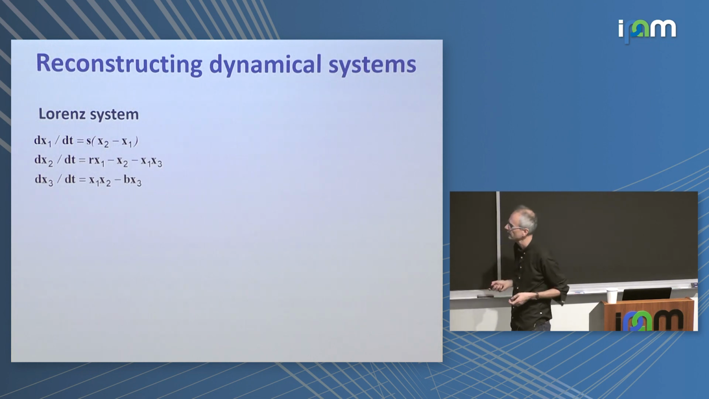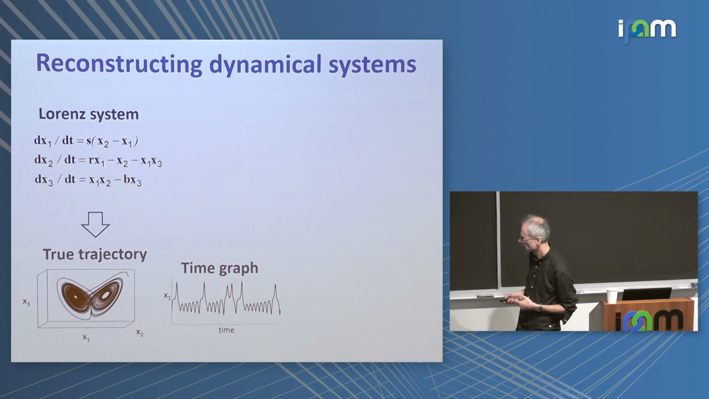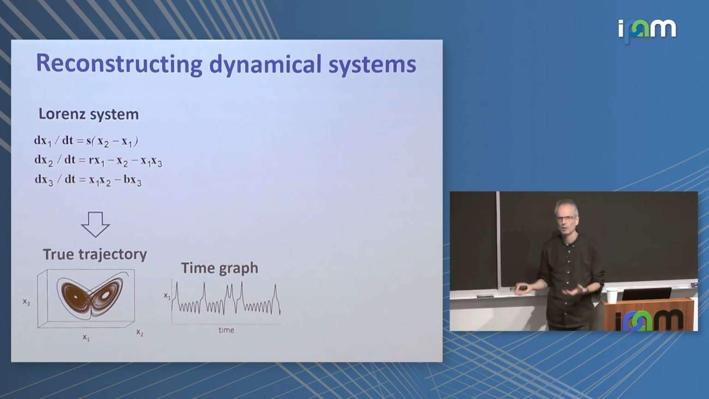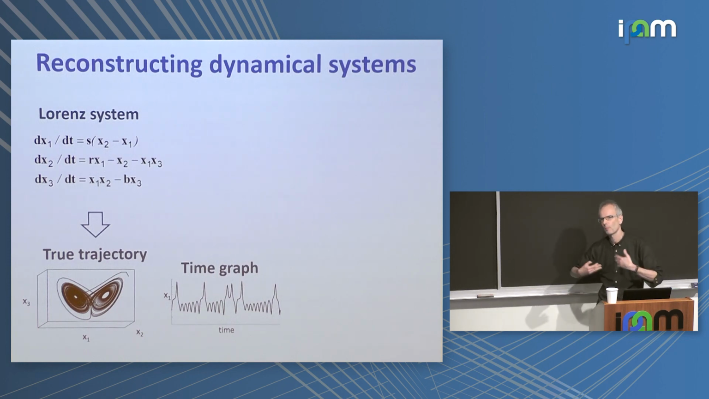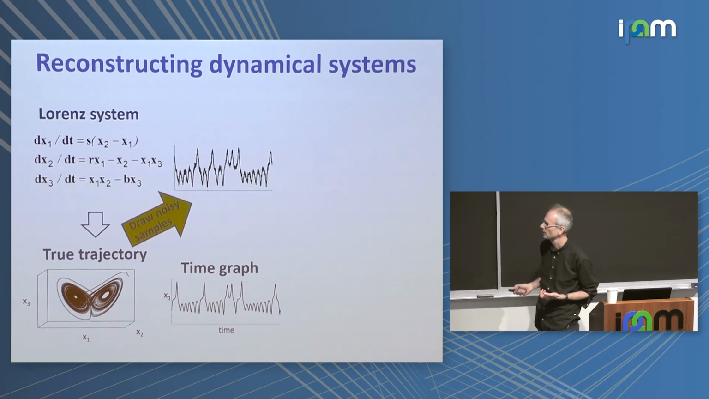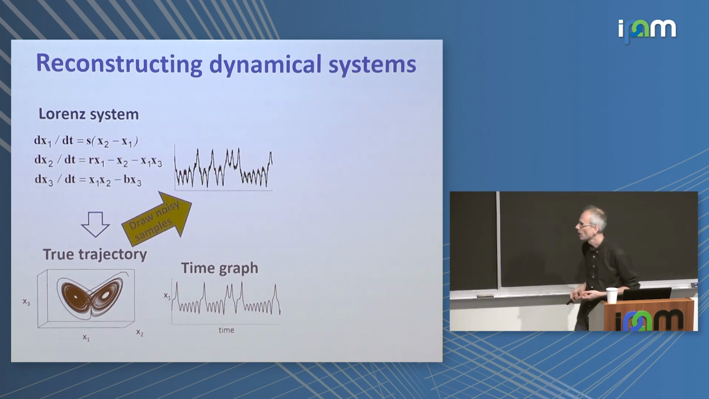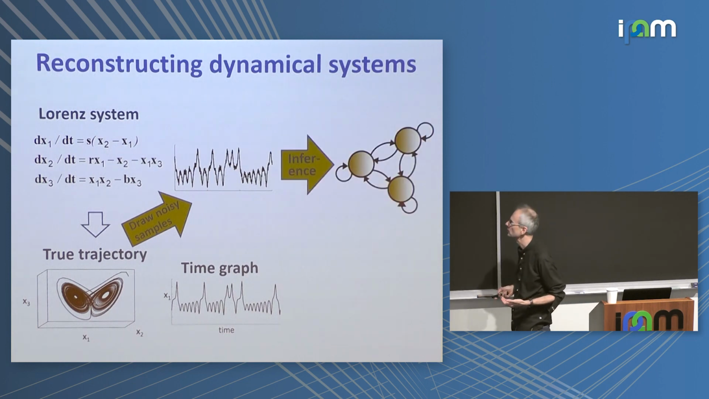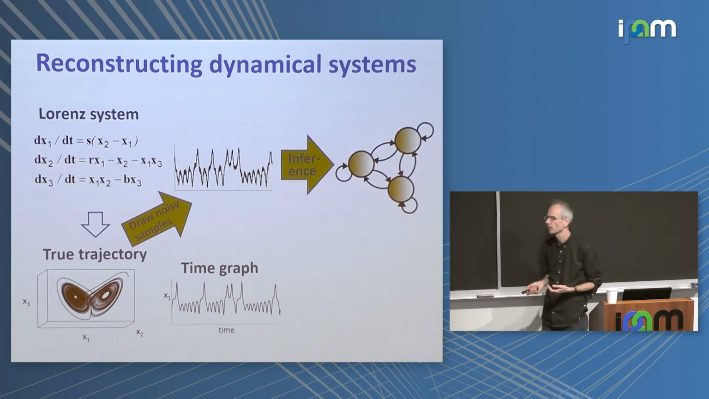So let's take as an example the Lorenz system, described by 3 differential equations. It gives rise to this famous butterfly attractor structure, and this is one of the time graphs, one of the variables of the Lorenz system. Experimentally or empirically, we just have access to noisy samples from the true trajectories. And this is what we want to use to infer our recurrent neural network.